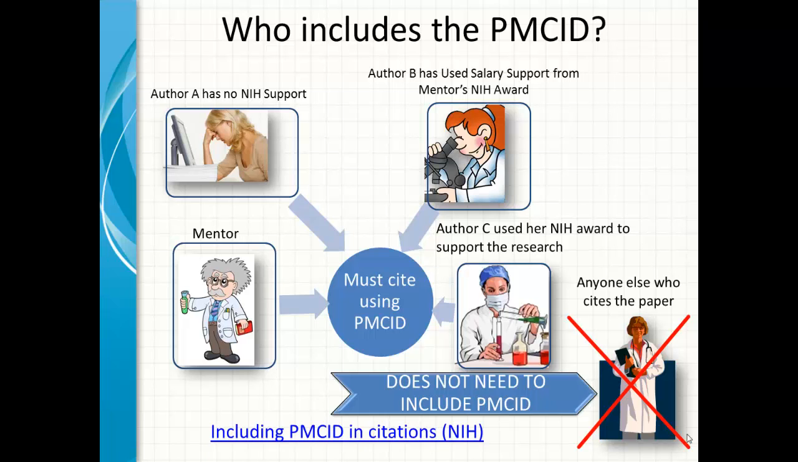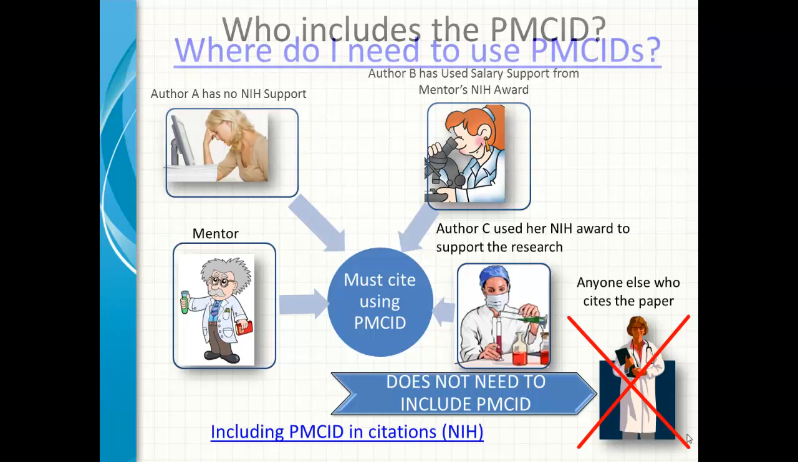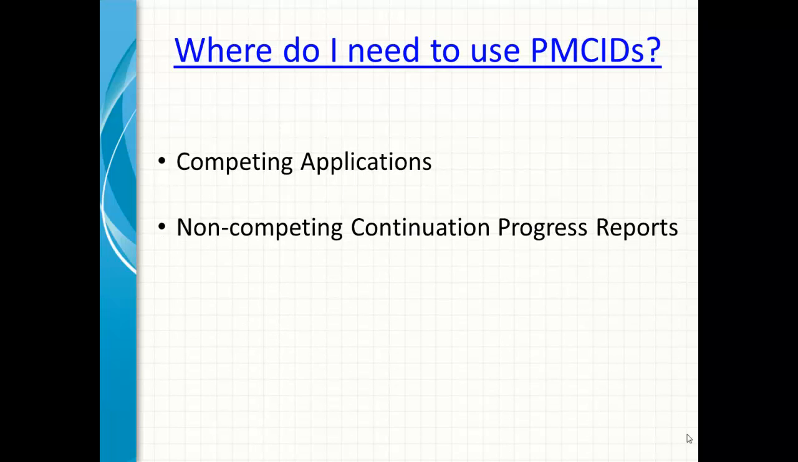You can see this explanation on the NIH website, where you need to use PMCIDs in competing applications, non-competing continuation progress reports, and final progress reports.